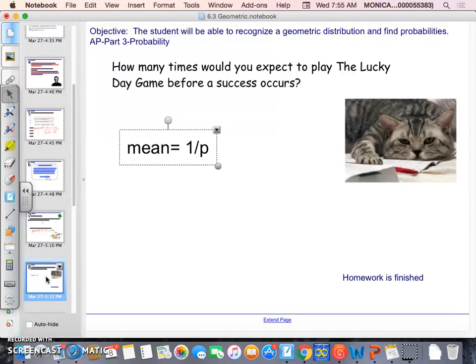It says, how many times would you expect to play? So how many times, this key word right here, the word expect, should be telling you to find the mean. So that should come to mind. And what the mean is, is the inverse of the probability. So we know the probability is 1 in 7. So we're going to put that over 1, and that actually equals 7 over 1. It's the inverse.